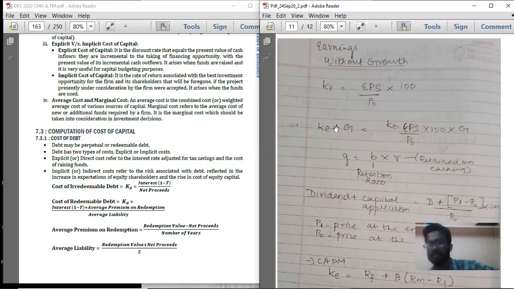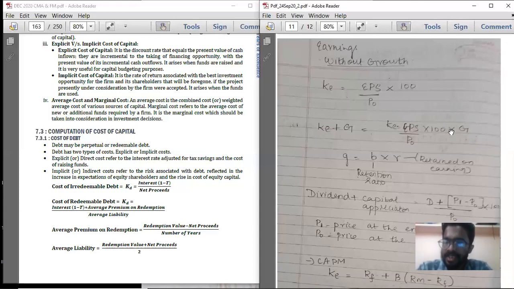So below that, the fourth arrow mark: earnings with growth. Record earnings with growth. For KE, don't write this plus G here. KE is equal to EPS divided by PO into 100, where PO means the current market price. Then KE is equal to EPS divided by PO into 100 plus G, within bracket EPS divided by PO into 100, plus G.